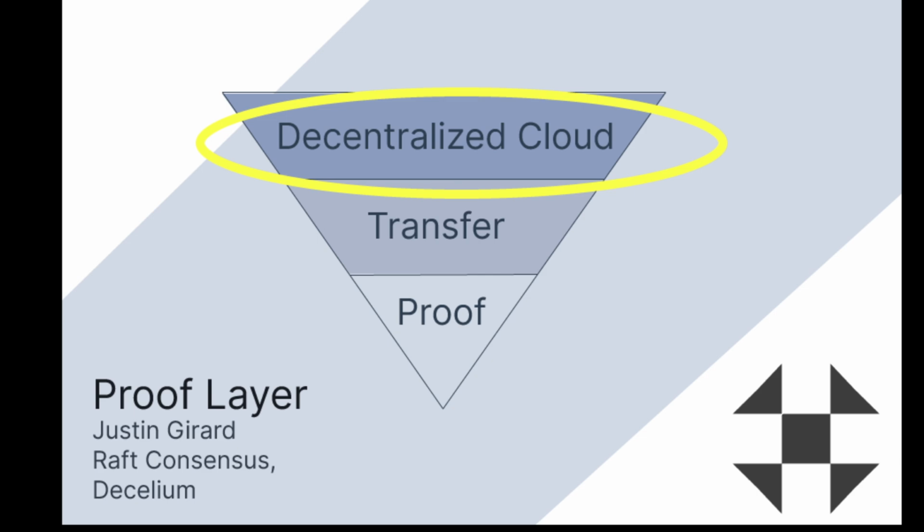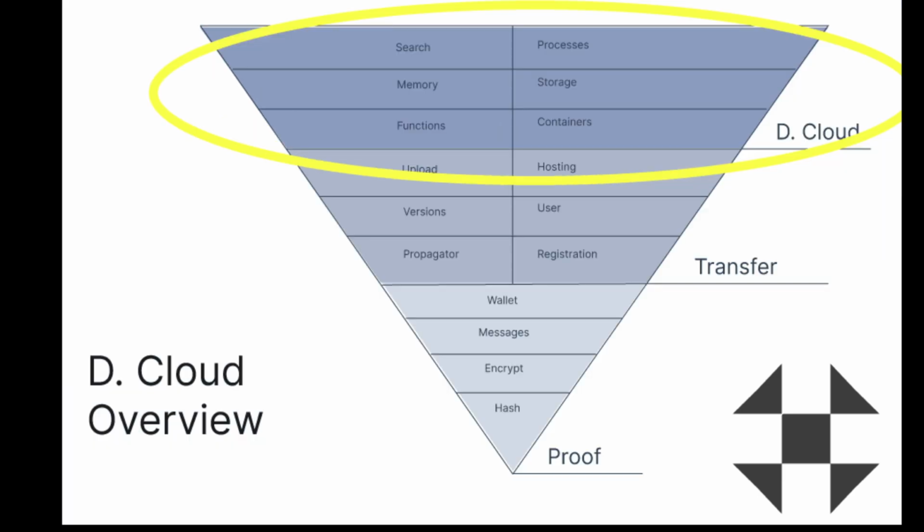The decentralized cloud layer is in progress now. It's about 1/3 complete. I can actually talk about what's done and what's not done. So right now we're working on containers. We just finished working on storage. We have functions finished, processes finished, memory finished, and search is functional for some searches, but not for complete indexing of all the data that exists on Decelium or can exist. So I'll go through in a second what each of these are.